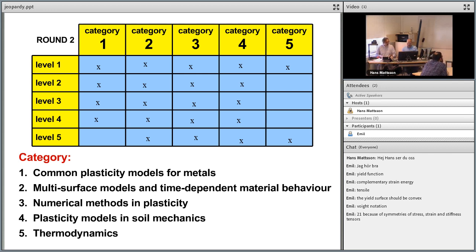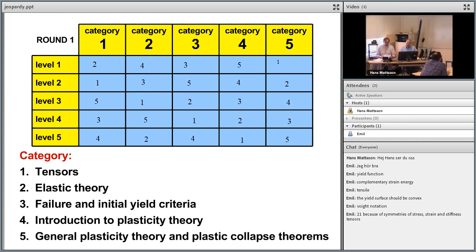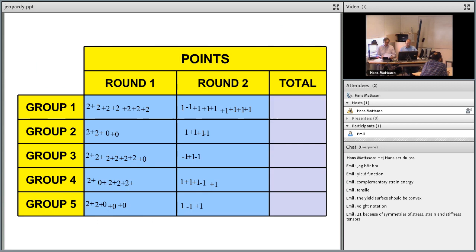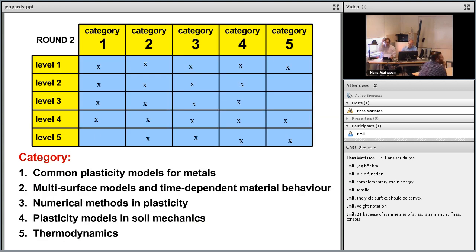5-4. Okay. Category 5, level 4. This is my favorite, thermodynamics. What is the unit of entropy? Yes. Correctly, joule per Kelvin, joule per degree in absolute temperature, Kelvin. Good. 1 point. Okay, choose the category.